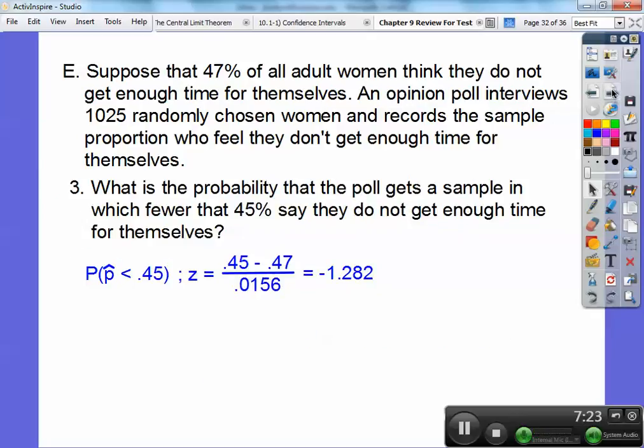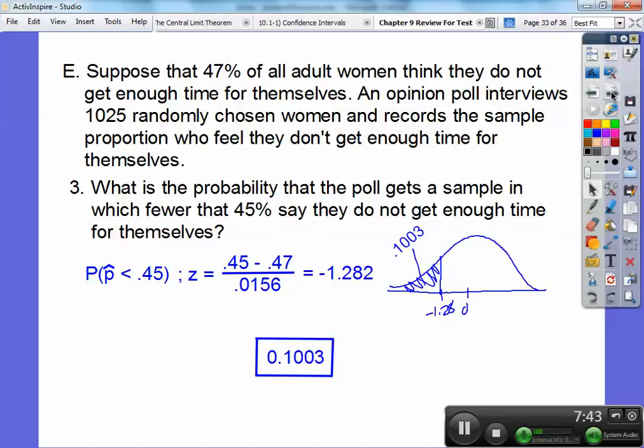Okay, and then number 3 says, what's the probability that in the poll of the sample, fewer than 45% say they do not get enough time for themselves? Okay, so we just plug that into our formula. Z equals x minus the mean divided by the standard deviation. We get that z-score. Okay, and it's saying fewer than, so fewer than would be to the left, so we look up the negative 1.28 in the z-score table and we get that. Okay, so there's the answer there.